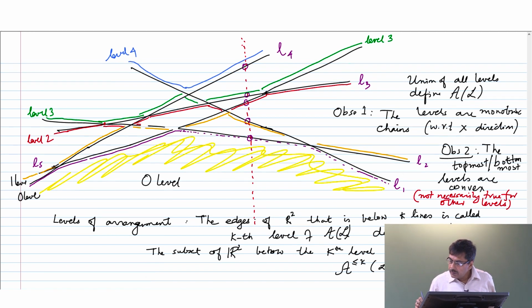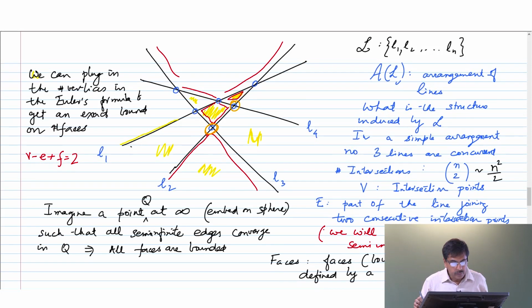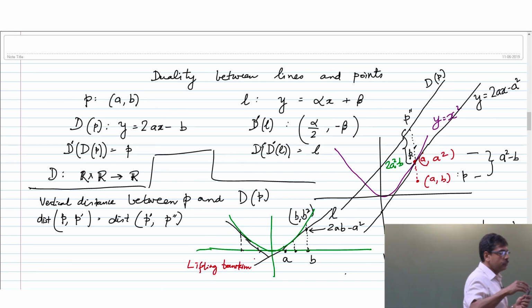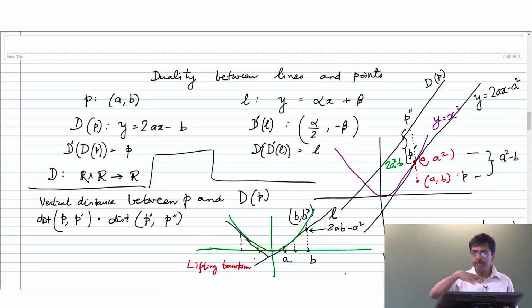Okay. Another thing that people are interested in, so this monotonic chains, by the way, let me give you a quick example of this. So we had done this. Let us go back to this transformation. Okay. And you recall that this diagram is basically the lifting transform. Right. We took those points, projected onto this paraboloid. Okay. And you drew these tangential planes at those points.